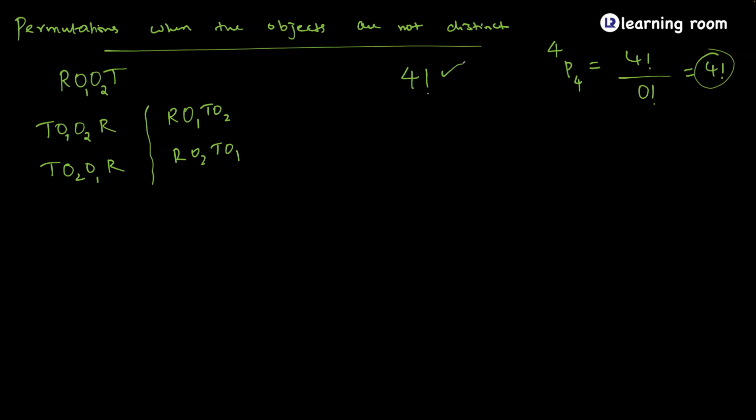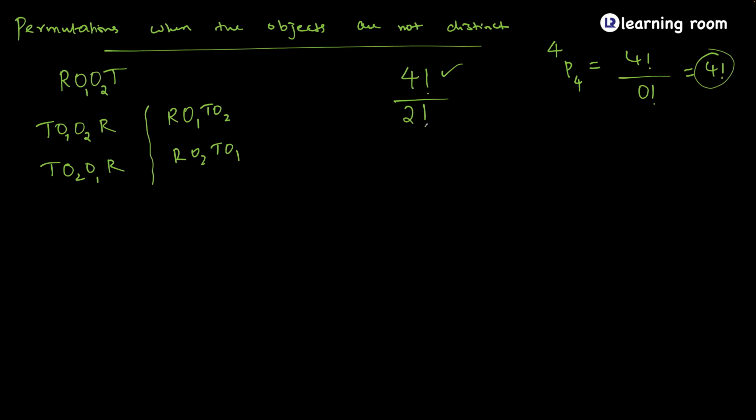So when that is the case, the total number of permutations that are possible when the objects are distinct is 4 factorial, right? But you need to divide it by the factorial of the number of objects that are similar. Here, how many objects are similar? 2, right? So it is going to be 4 factorial divided by 2 factorial.